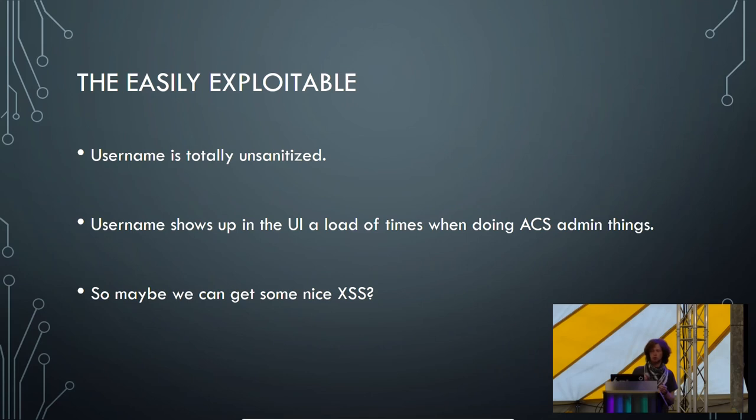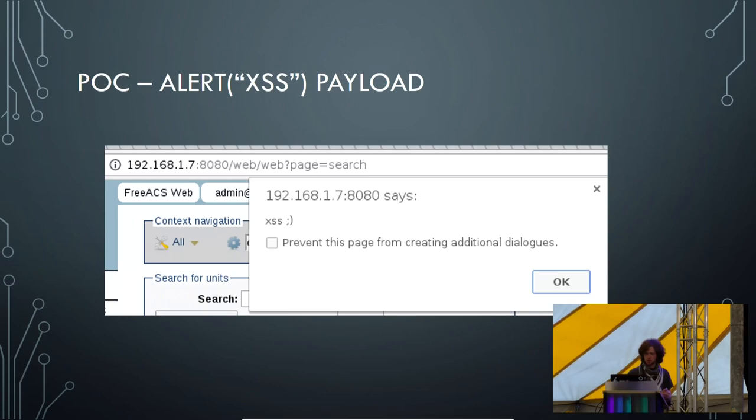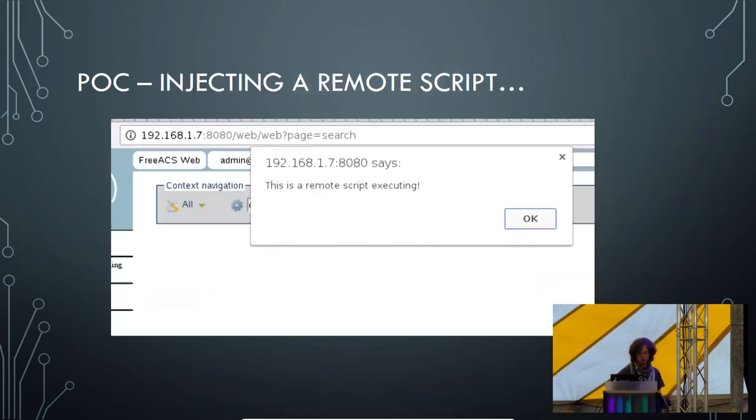So I thought, what if we could get an XSS injected in there that pops out in the admin session, so we can jack the admin session? And yeah, it worked. So we found this remote persistent XSS in the basic auth header. Unauthenticated, we send a CWMP notify, and the cross-site scripting pops out on the admin side and exploits the admin, so we just jack their session. There's a few payload limitations, but it's really easy to do. So that was my first test case of, yay, it works.